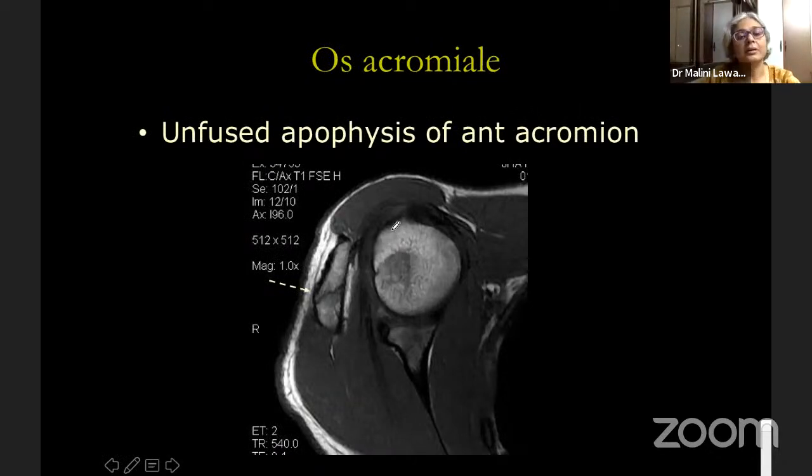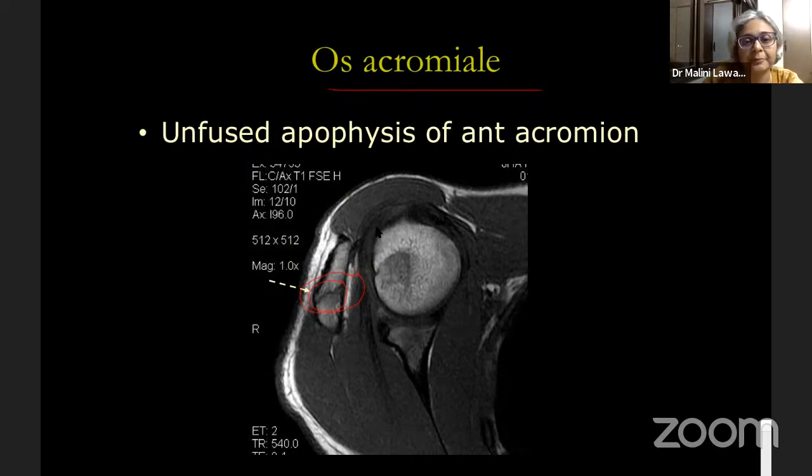Os acromiale is due to non-fusion of the apophysis of the anterior acromion. You can see this line here, that is os acromiale. Most of the time it's asymptomatic. Sometimes you may have marrow edema around it, which is stress edema, and sometimes it can cause impingement. Remember not to diagnose os acromiale before the age of 25 years, because this normal apophysis fuses between 22 to 25 years. Only if this persists after that, we label it as an os acromiale, and the majority of the time they are asymptomatic.